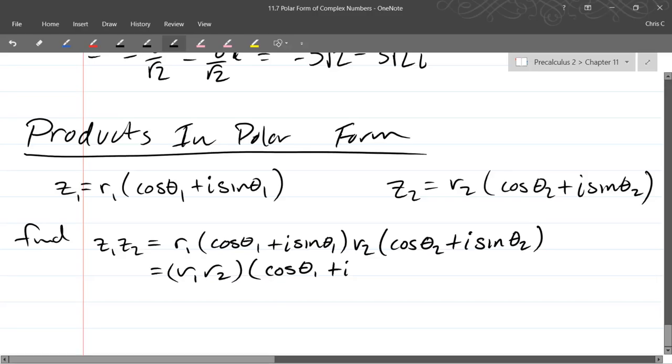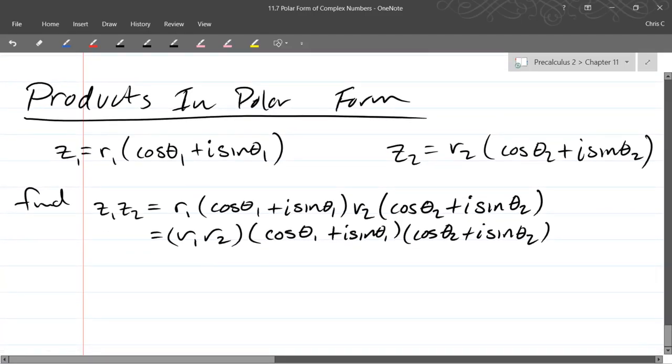cos theta 1 plus i sine theta 1, cos theta 2 plus i sine theta 2. So this is good practice for FOILing. So I want you to FOIL this out right now. So you're going to get four pieces when you do. r1 and r2 stay where they are.